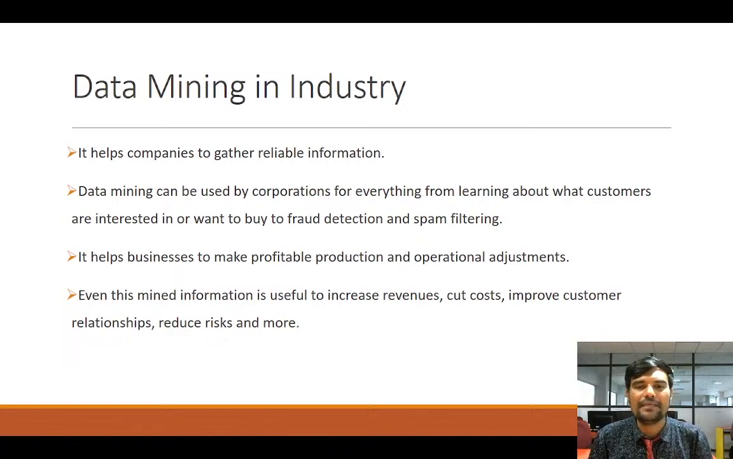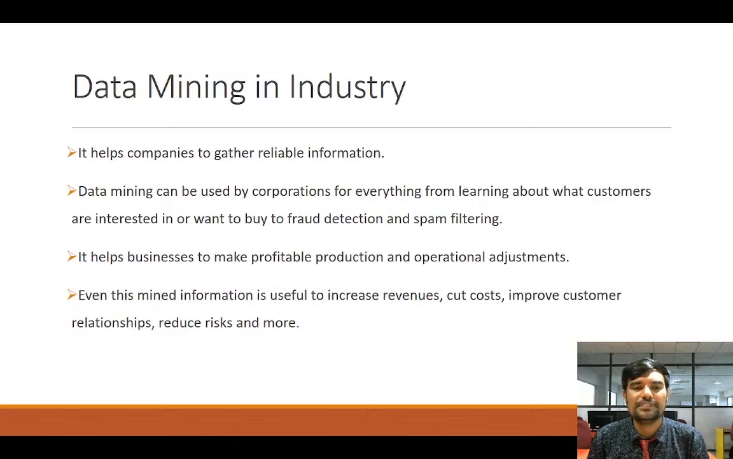Then, data mining can be used by corporations for everything from learning about what customers are interested in or what to buy, to fraud detection and spam filtering. Suppose you want to identify whether it is a fraudulent transaction or a genuine transaction, and for spam filtering, whether the content is spam or genuine. All that can be classified or identified by using these data mining techniques.